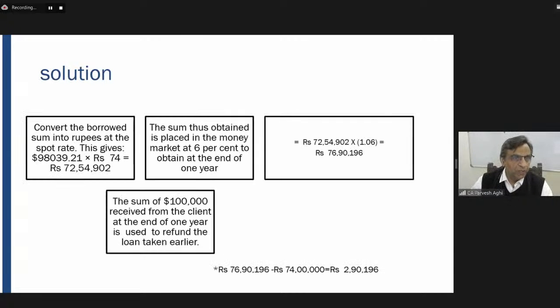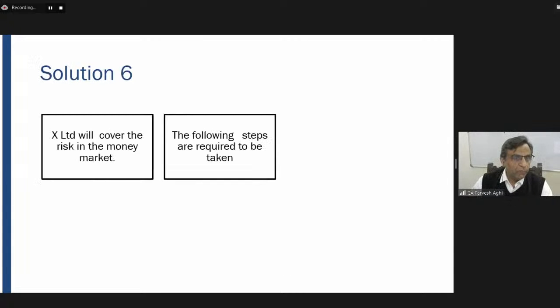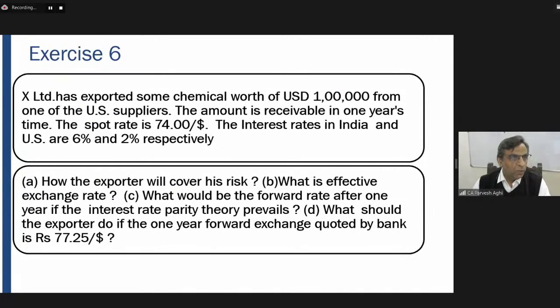So we have answered most of them. How will the exporter cover his risk? We have seen that using the money market. How much is the gain? What is the effective exchange rate? And the 1 year forward rate if the interest rate parity theory prevails. That we have also done. What should the exporter do if the 1 year forward exchange rate quoted by the bank is 77? He should go for the forward cover, because in that case it was coming to 76.90 something. So he's getting a better rate through the forward cover.